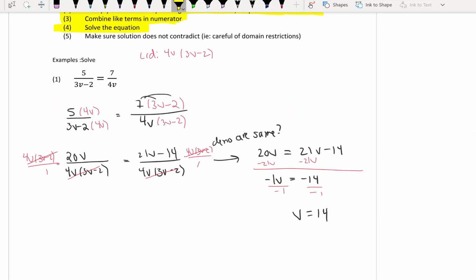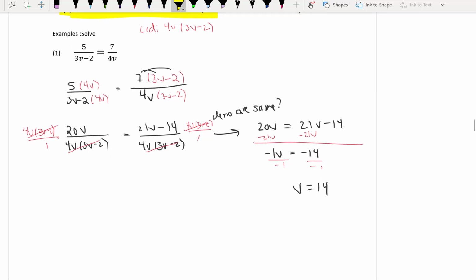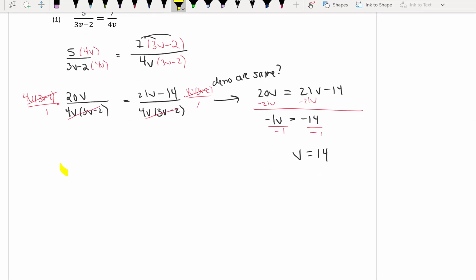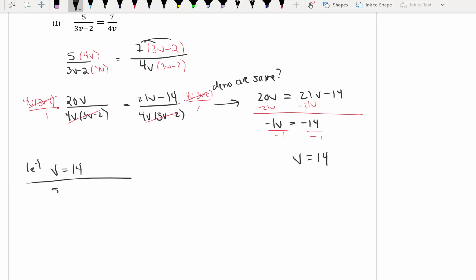So for step number 5, you want to make sure that the solution doesn't contradict. So do I have any restrictions in my domain? Does this make it true? Well, if v is equal to 14, let's plug it into my equation. I have 5 over 3v minus 2 is equal to 7 over 4 times my v value. And that v value that I'm plugging in is 14.